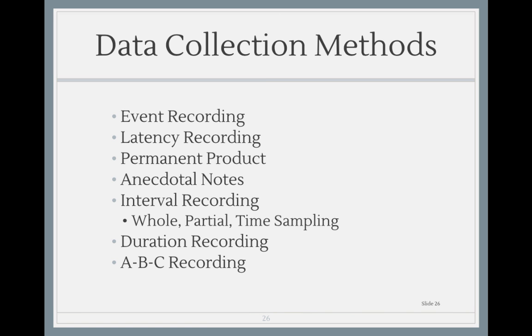Next, we will be discussing 7 different types of data collection methods. They are event recording, latency recording, permanent product, anecdotal notes, interval recording, which includes whole, partial, and time sampling recording, duration recording, and ABC recording.